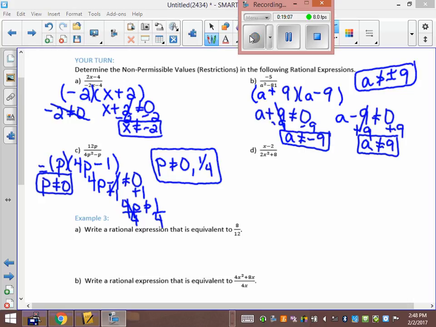Two x squared plus 8. This one's a bit trickier. I take a 2 out, and then I'm left with x squared plus 4. This is not a difference of squares. The 2 can never be 0. And to be honest, if you have an addition of squares, you're not going to have non-permissible values. Why? Because there's absolutely nothing I can fill into this x that will cancel out a positive 4.